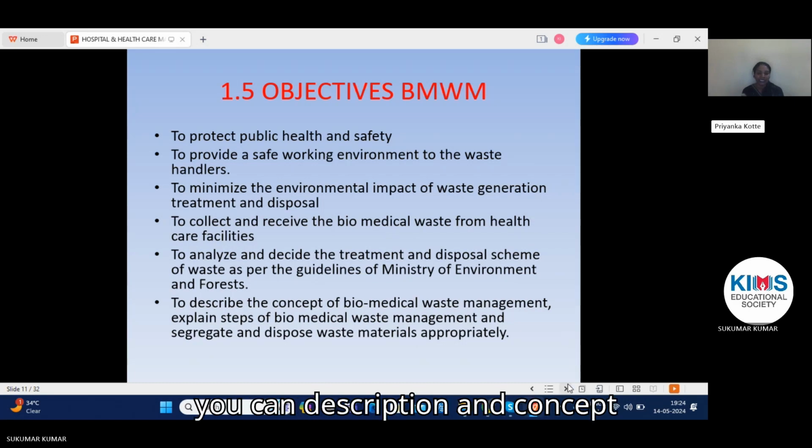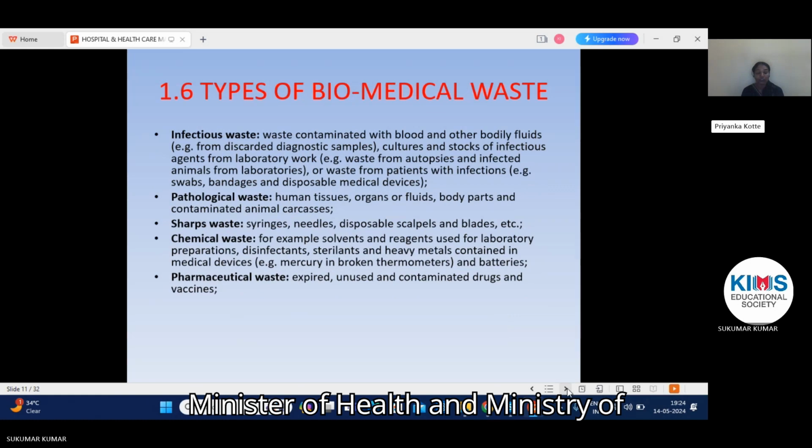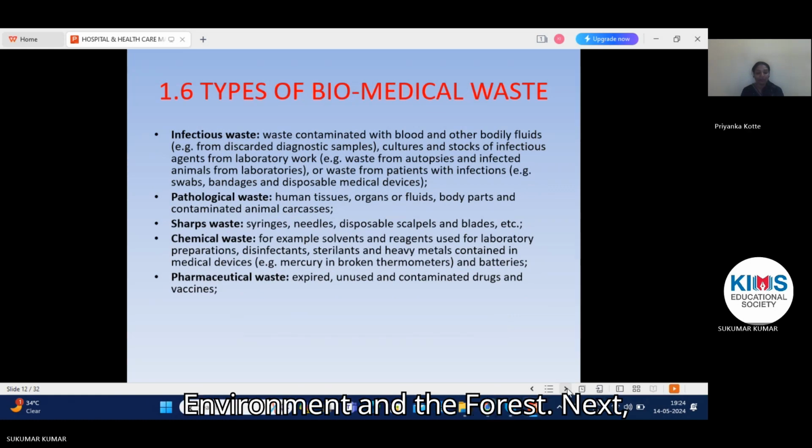For the description and concept explanation part, you can see an example of hospital posters. Any hospital you go to, in the wards, there is a poster pasted showing what color bins contain which kind of waste and how they need to undergo treatment. So these are the objectives given by the Ministry of Health and the Ministry of Environment and Forest.